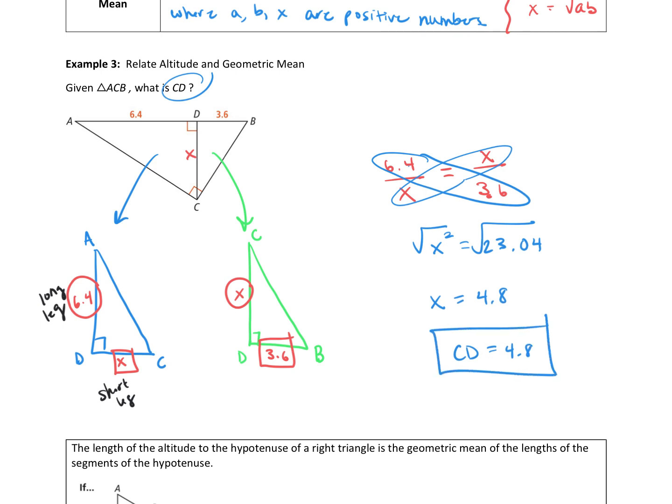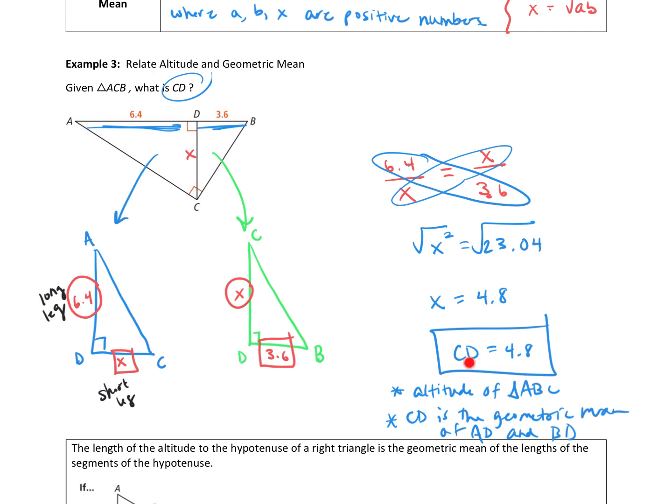And then let's just take note that we notice that CD is also the altitude of the big triangle ABC. And then CD is the geometric mean of AD and BD. So when we found x, which was CD, that CD is the geometric mean of these two lengths right there.